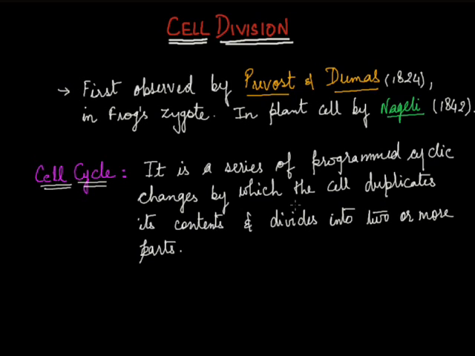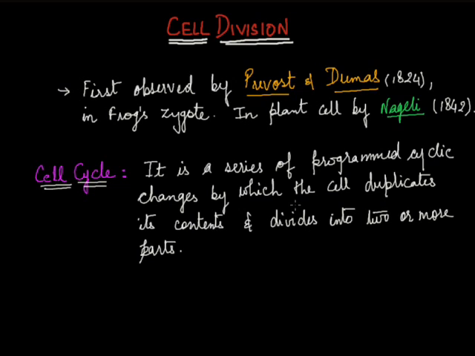Now, you might be asking what it means that it can divide into two or more parts. As we will be discussing later, the cell can divide in three ways: mitosis, meiosis, and amitosis. When a cell divides by the mitosis process, it divides into two daughter cells. But if it divides by the meiosis process, the cell divides into four daughter cells. So ultimately it can be said that after duplicating its content, it can divide into two or more parts. So this point must be clear in your mind now.